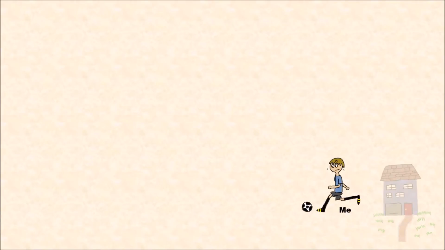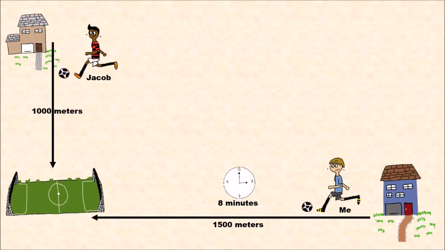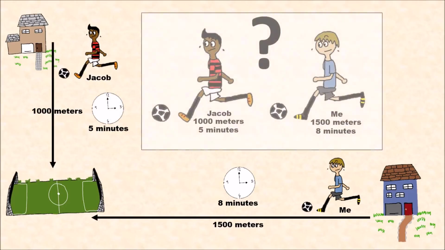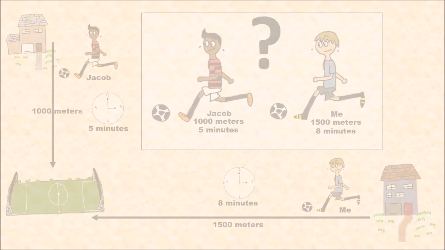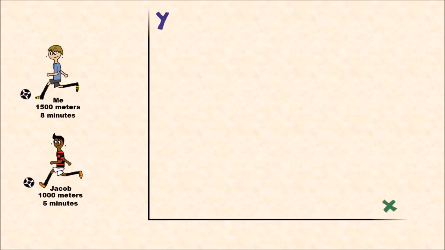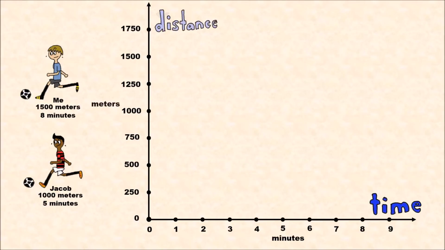For example, if I told you that I was running from our house to my soccer practice, which is about 1,500 meters away, and I took 8 minutes to get there, while my friend Jacob ran 1,000 meters to practice and it took him 5 minutes, it wouldn't be very easy to tell which one of us was faster, right? Well, not like that, but how could a Cartesian graph help us? Let's draw one. For x, we'll put the time that passed. For y, we'll put the distance. We'll only use the first quadrant because both the time and distance cannot be negative numbers.